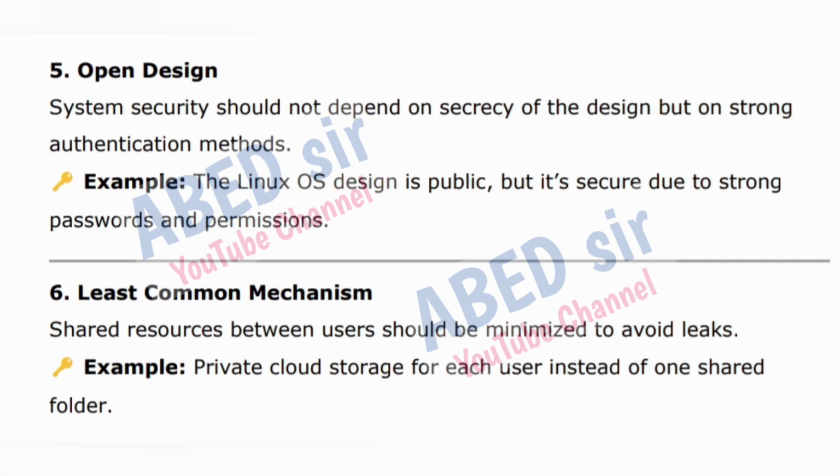5. Open design. System security should not depend on secrecy of the design but on strong authentication methods. Example: the Linux OS design is public, but it's secure due to strong passwords and permissions. 6. Least common mechanism. Shared resources between users should be minimized to avoid leaks. Example, private cloud storage for each user instead of one shared folder.